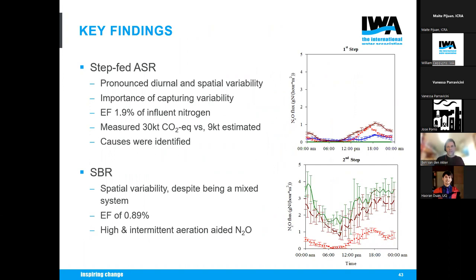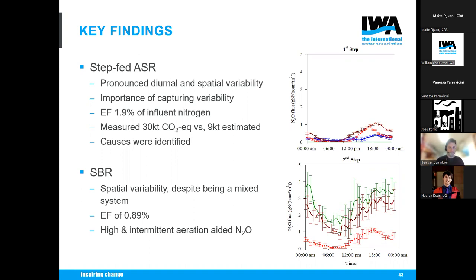In terms of key findings, the graph on the right shows a diurnal profile of nitrous oxide measured from the six different locations in our activated sludge reactor. What you can see is there is pronounced diurnal variability, but also large spatial variability along the reactor. And this highlights the need to monitor multiple locations to try and incorporate, understand and characterize this variability.